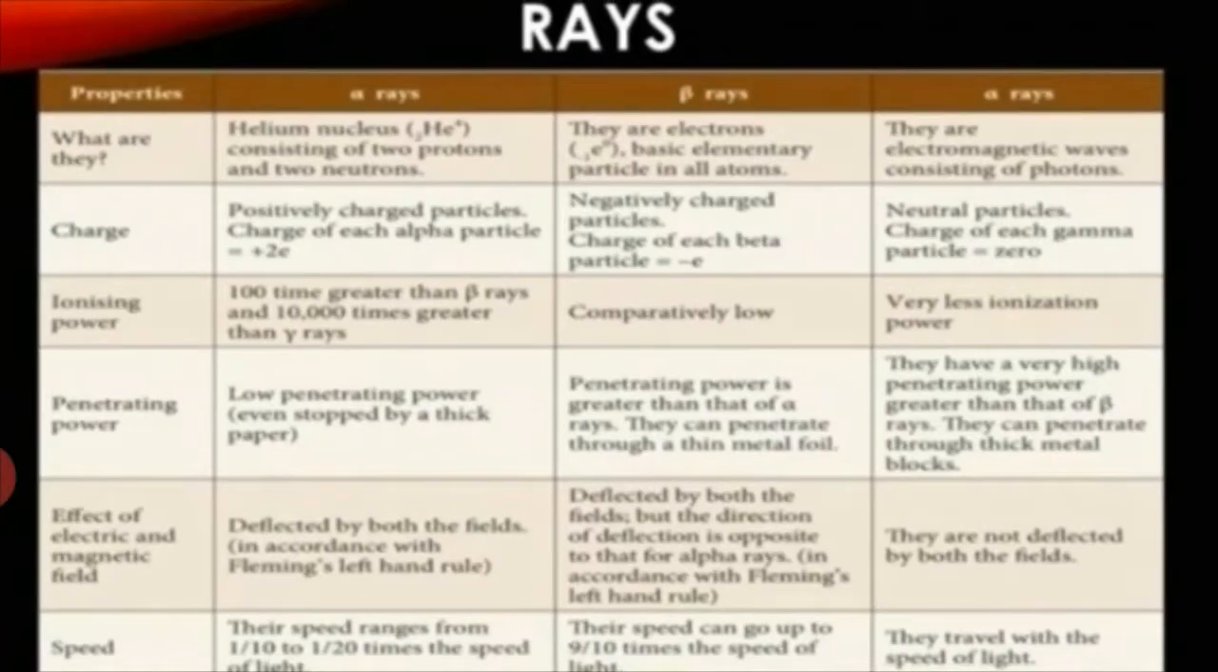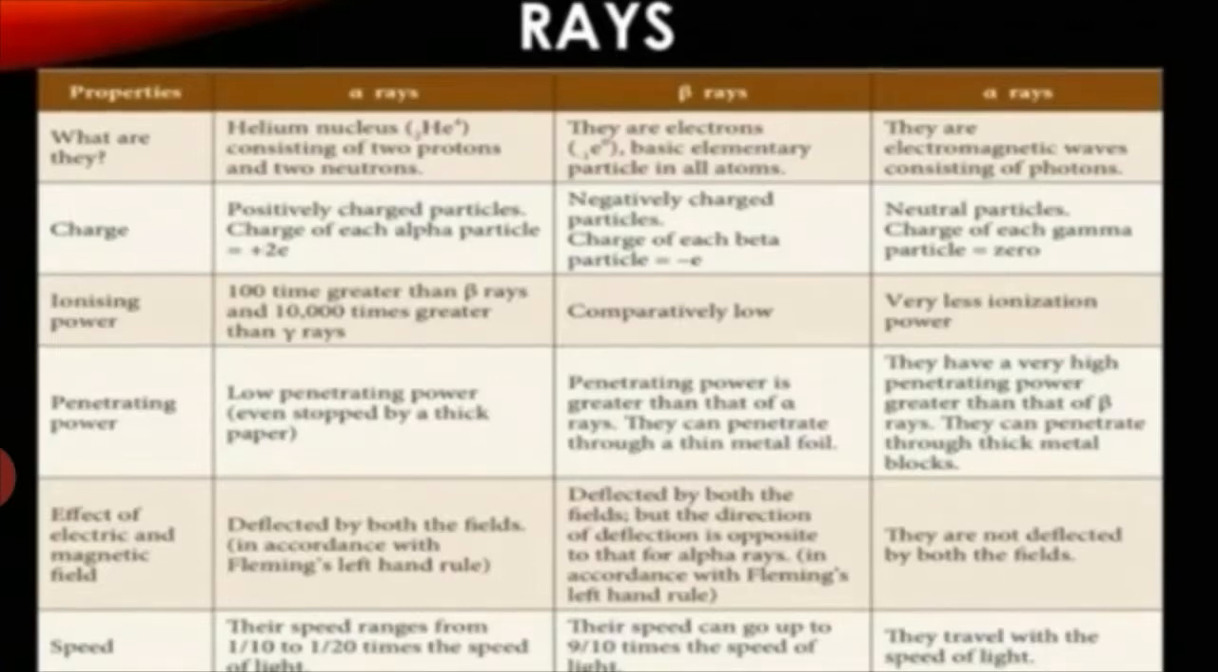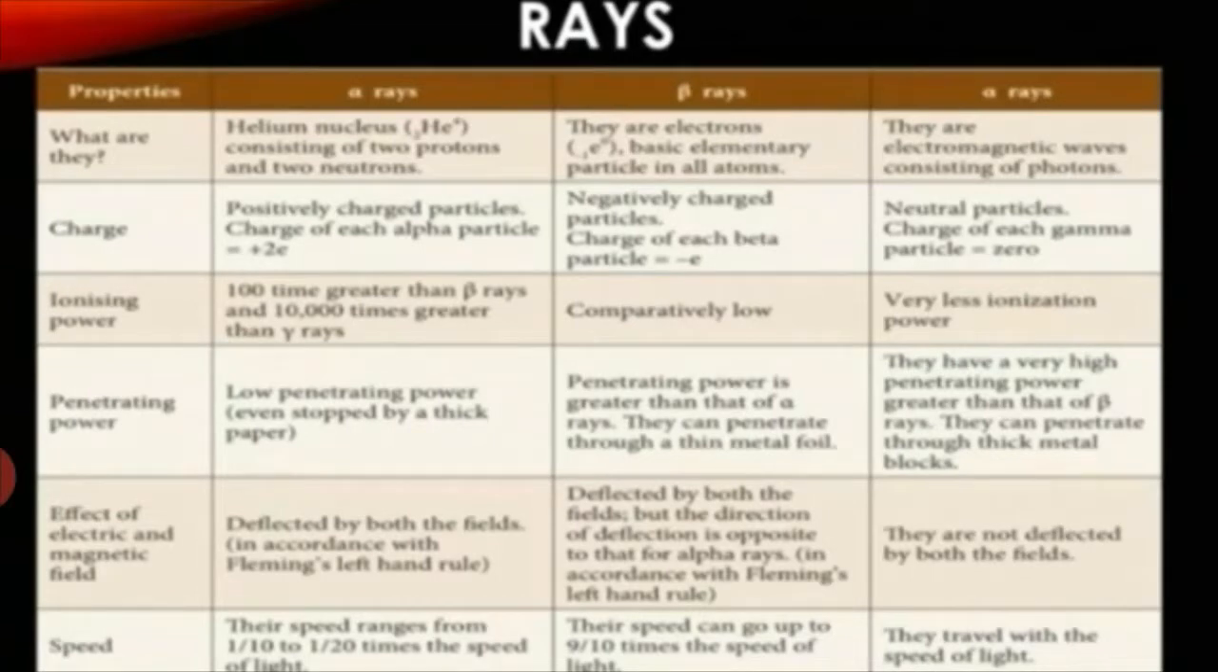Next property is the ionizing power. For alpha rays, it is 100 times greater than beta rays and 10,000 times greater than gamma rays. For beta rays, it is comparatively low. For gamma rays, very little ionization power.